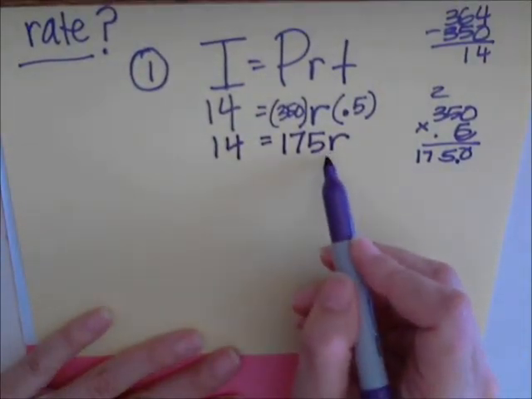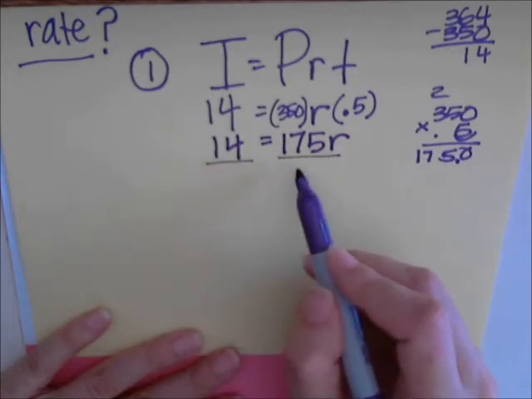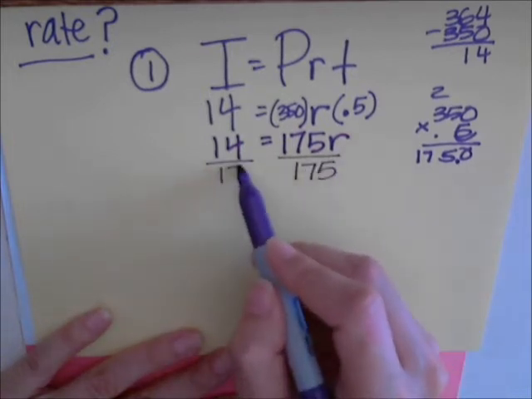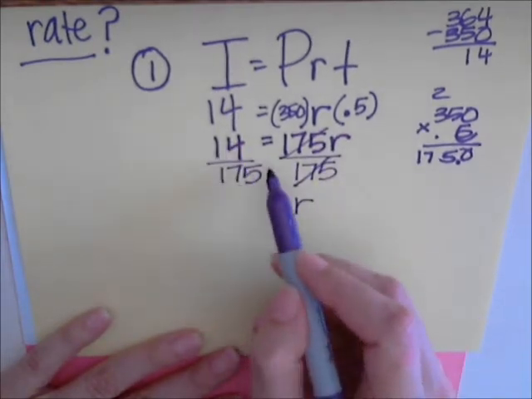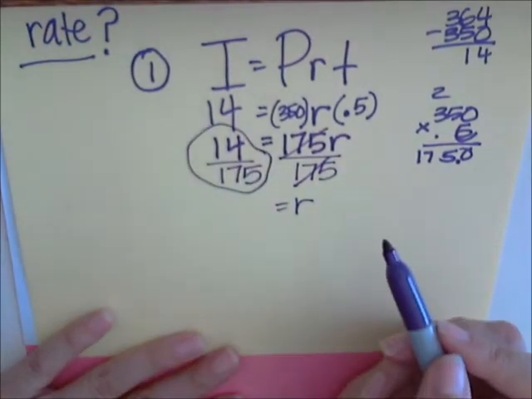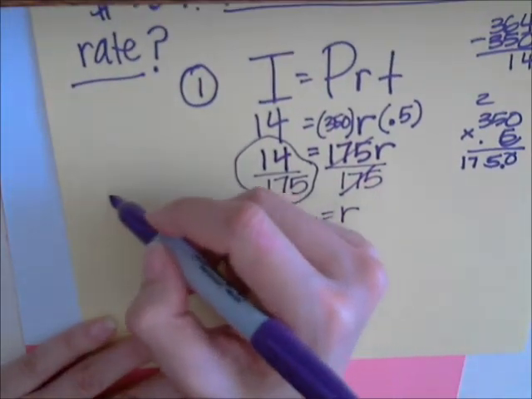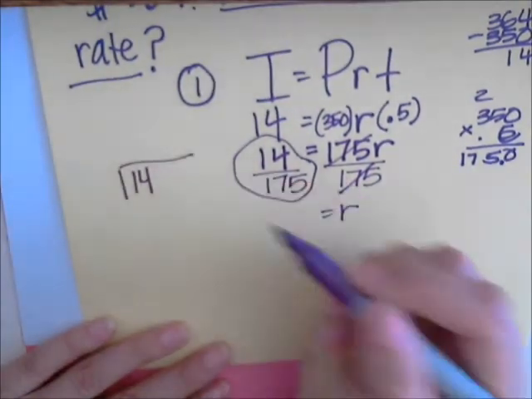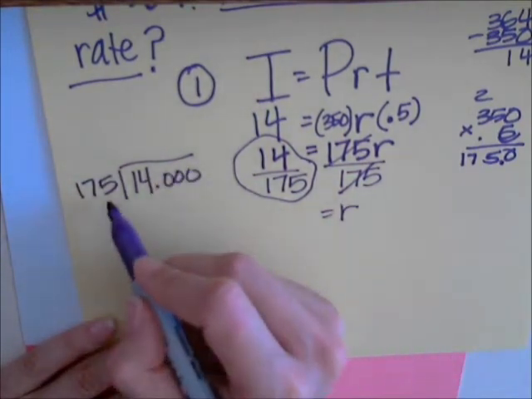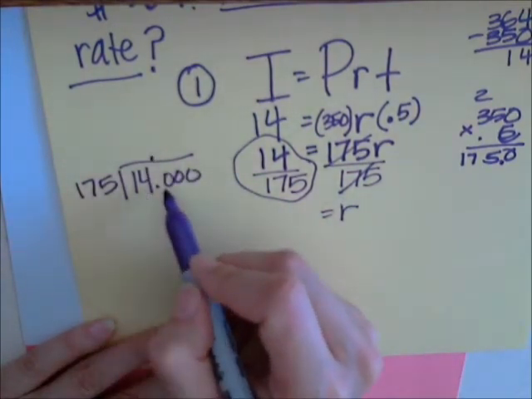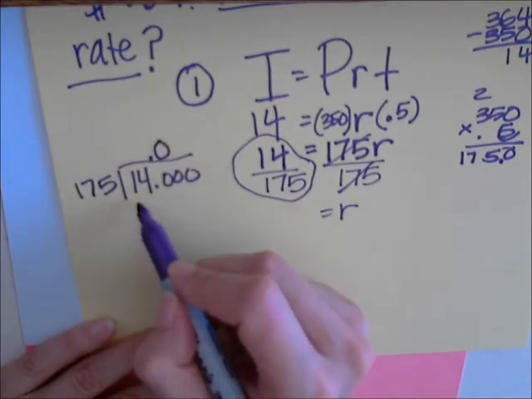14 stays the same. So now what do you think I'm going to do? I need to get R by itself. So I'm going to divide both sides by 175. This will cancel out and give me R. So now I just need to solve this. 14 divided by 175. I'll do that over here. So 14 in the division sign, 175 outside. I'm going to add some zeros here. 175 goes into 140 0 times.